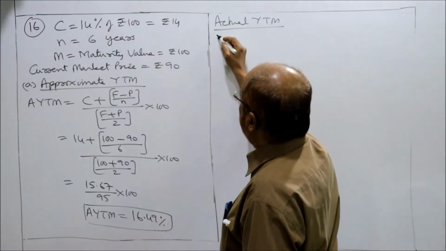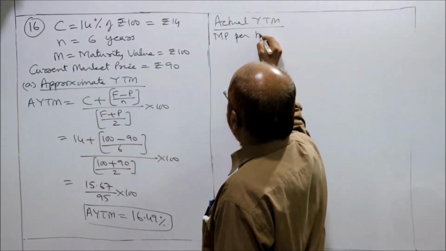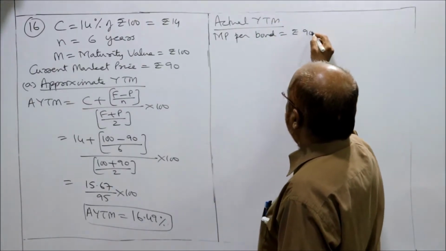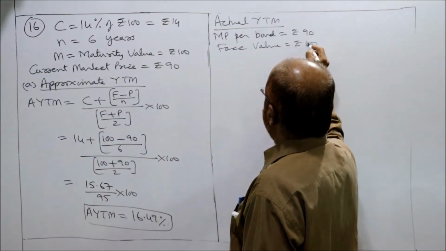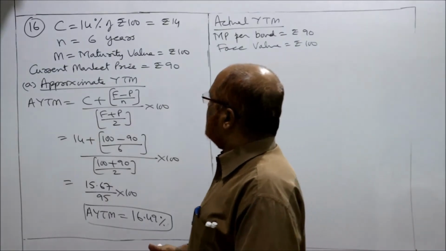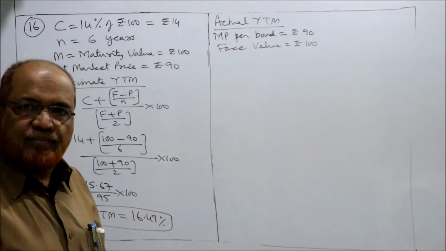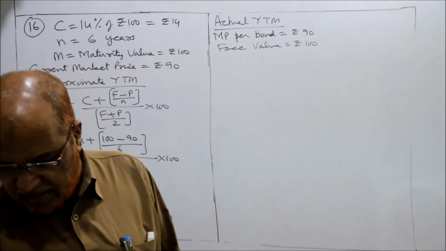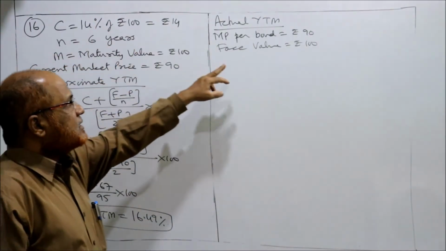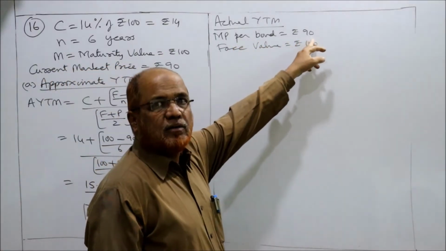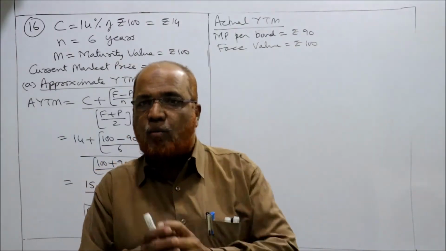Market price per bond is equal to rupees 90. Face value is equal to rupees 100. Market price of the bond is rupees 90, whereas face value of the bond is 100. That means the bond is not attractive, whereas the coupon rate is 14%. The bond price in the market is 90, whereas the face value is 100. There is an inverse relationship between bond price and required rate of return.